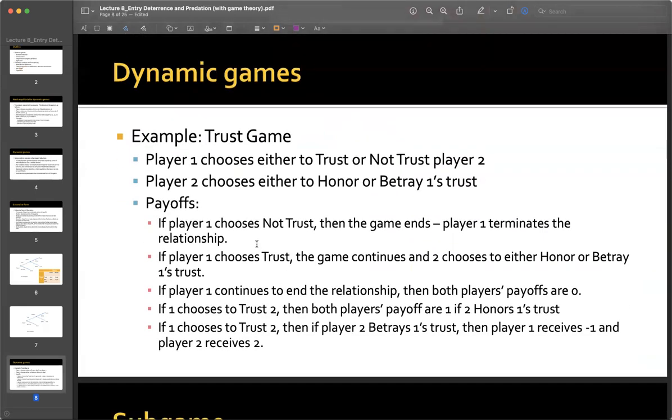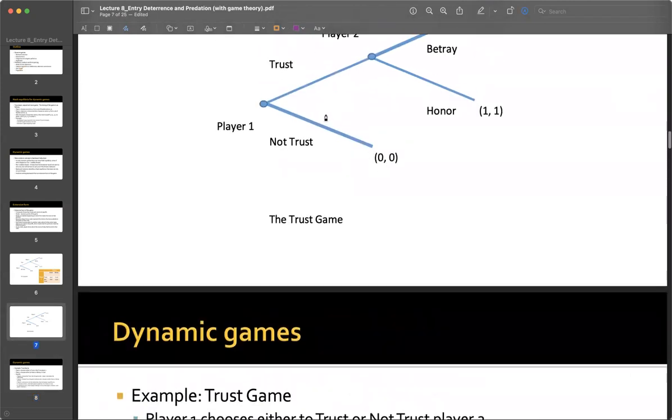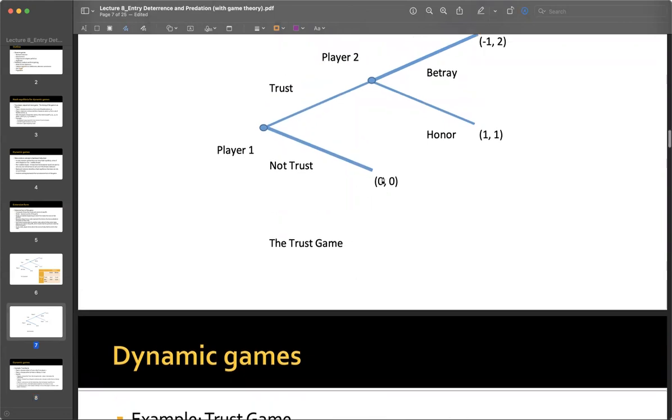So now let's think about this as a dynamic game. Player 1 chooses either to trust or not trust player 2. Player 2 chooses either to honor or betray one's trust. Let's think about the series of actions and the payoffs associated with them. If player 1 chooses not trust, then the game ends. Player 1 terminates the relationship. So if player 1 chooses not trust, then we're here. Then player 2 also gets 0. So both get 0, both not trust.